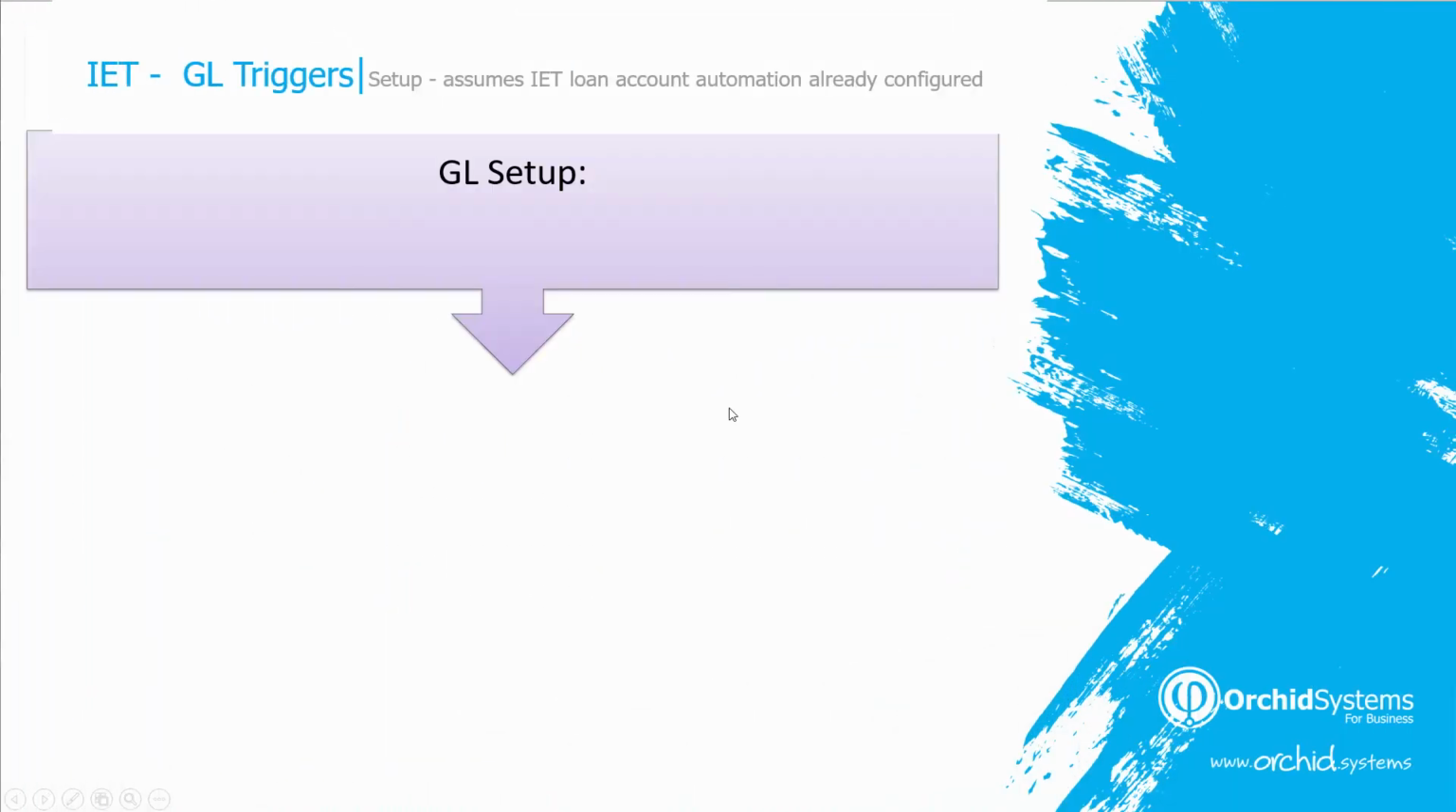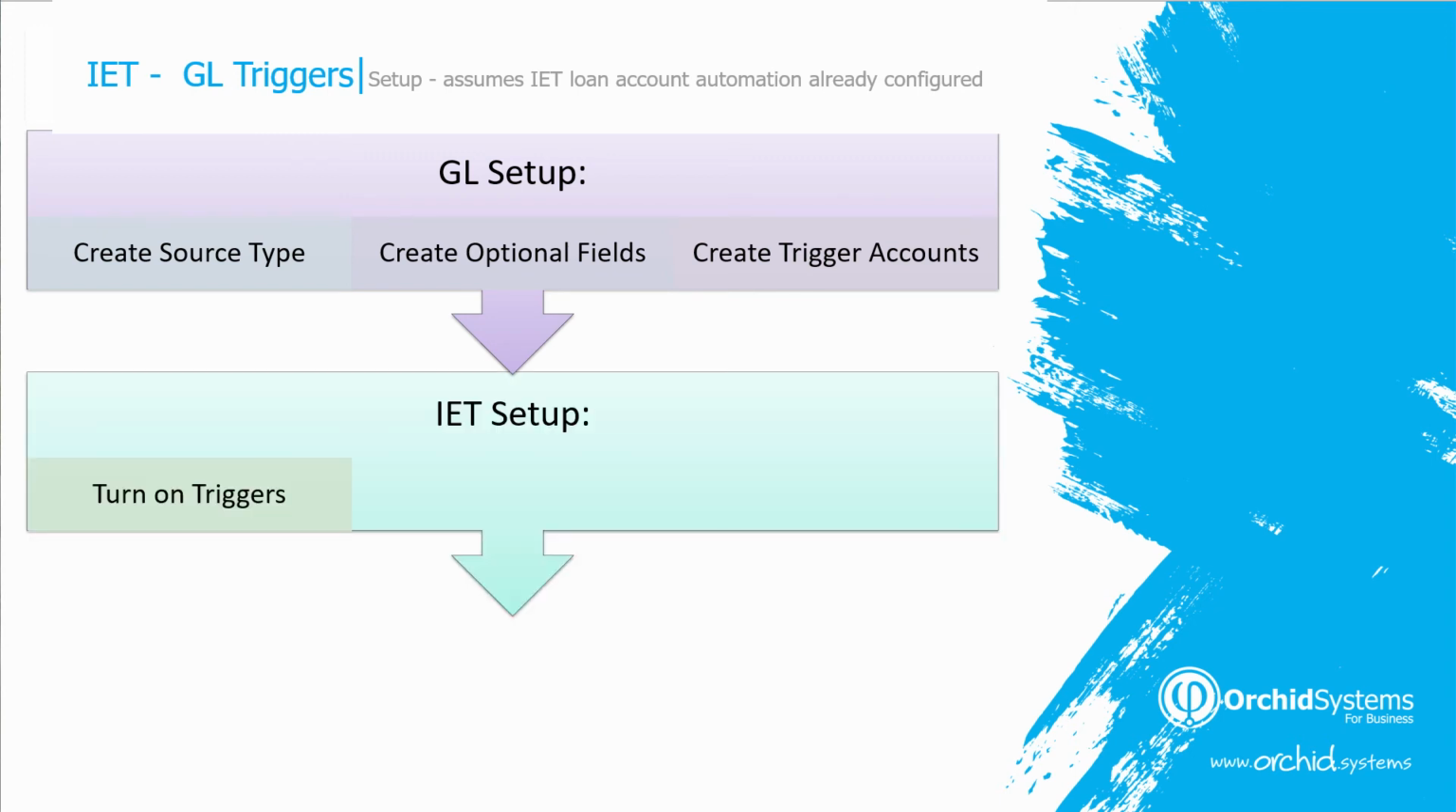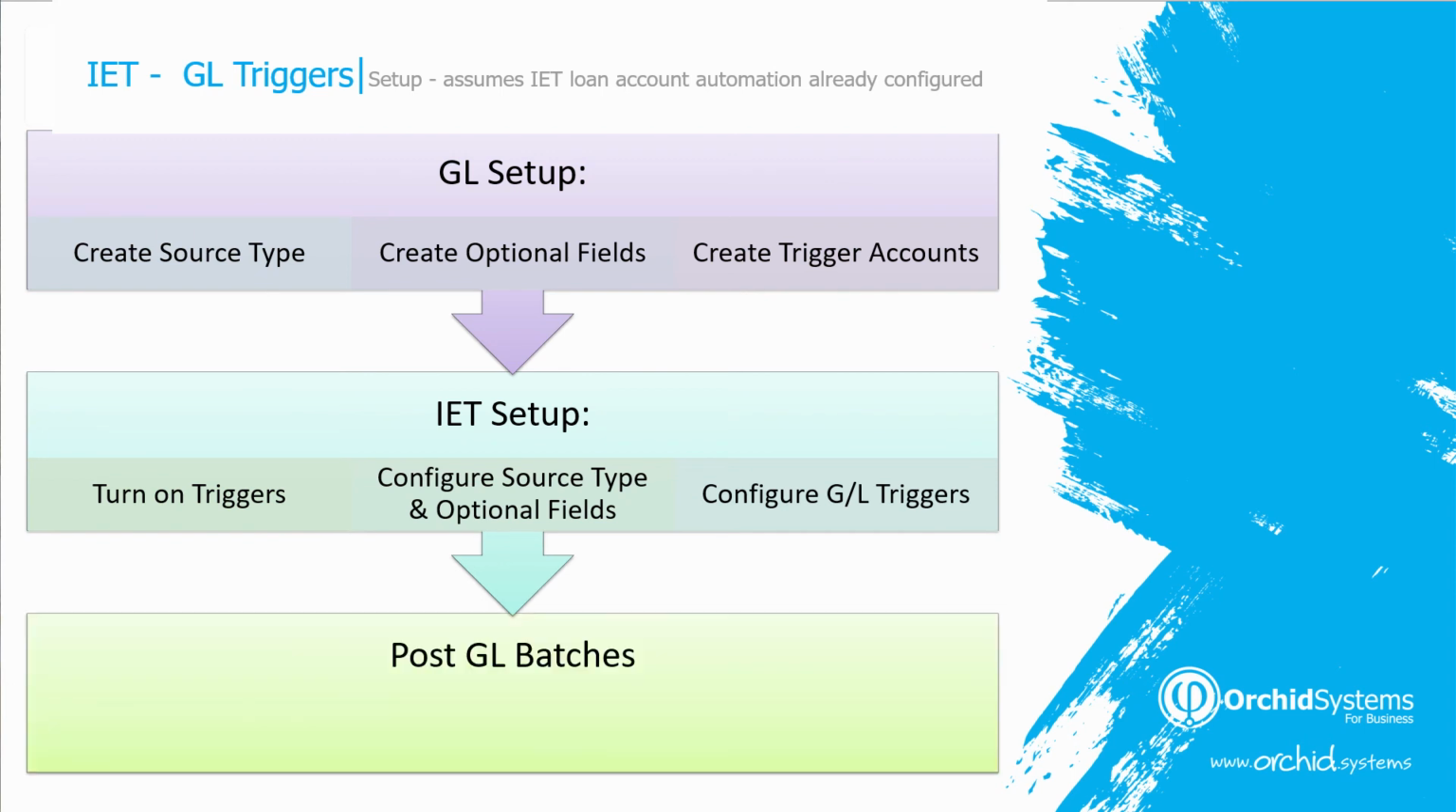We have just seen the GL setup required for triggers. We needed to create an IT source type, create optional fields if we're using target account substitutions via optional field, and we needed to create the necessary trigger accounts. In inter-entity transactions, we needed to turn on the triggers, configure the source type and the optional fields if we're using them, and configure the GL triggers. Then we needed to post the GL batches and check the GL trigger audit entry for errors if need be.